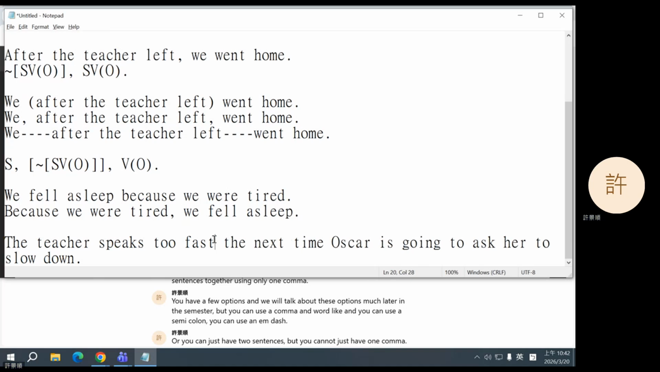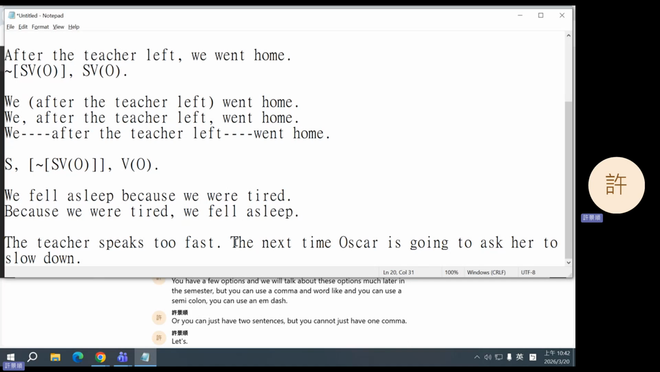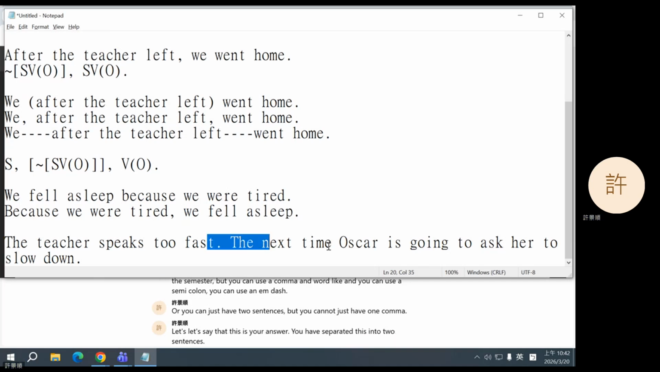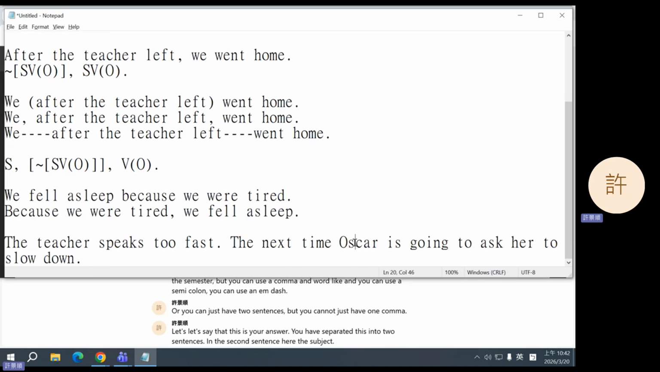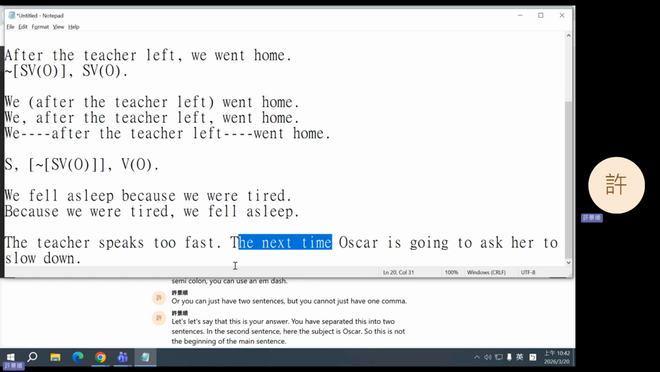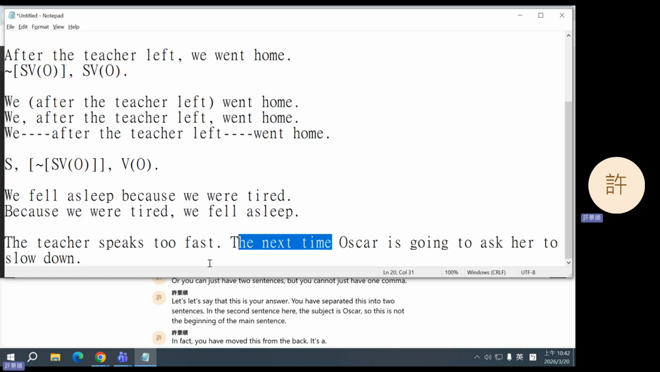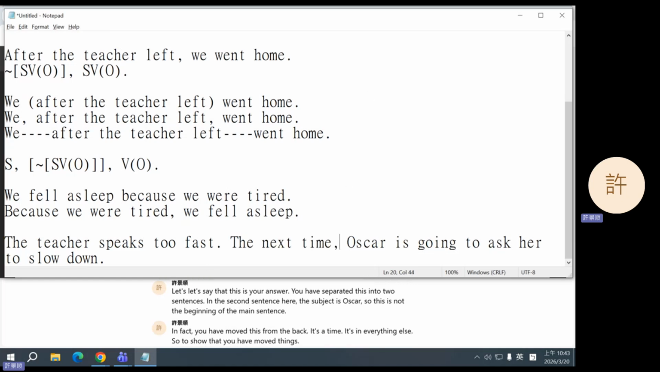Let's say that this is your answer. You have separated this into two sentences. In the second sentence here, the subject is Oscar. So this is not the beginning of the main sentence. In fact, you have moved this from the back. It's a time. It's an everything else. So to show that you have moved things, you should add a comma here.